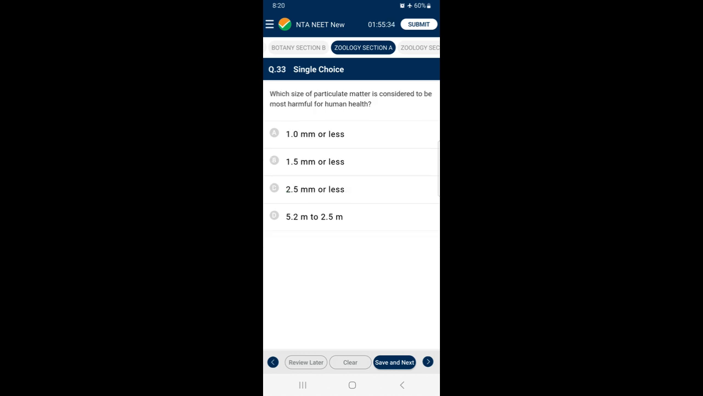Question number 33. Which size of particulate matter is considered to be most harmful for human health? According to the Central Pollution Control Board, particles of size 2.5 microns or less are more harmful to human health as they are easily inhaled and result in various respiratory diseases. The answer is option C. Particulate matter of 2.5 micrometres or less is considered to be most harmful for human health.